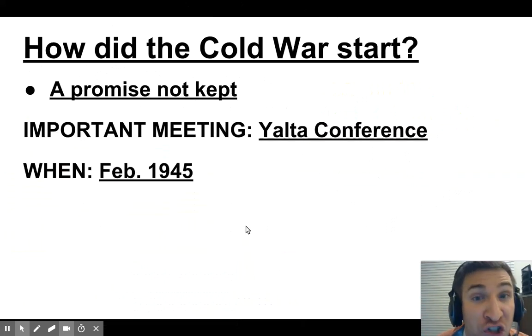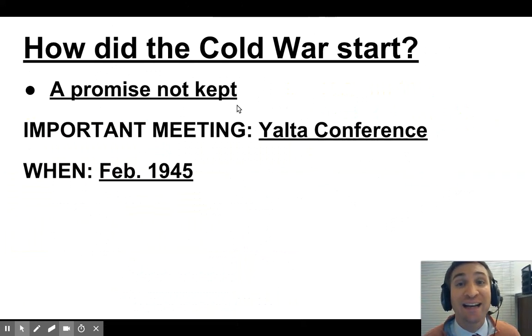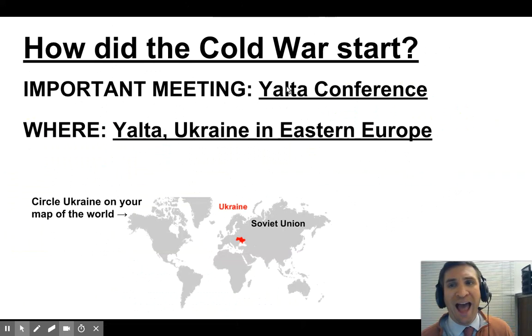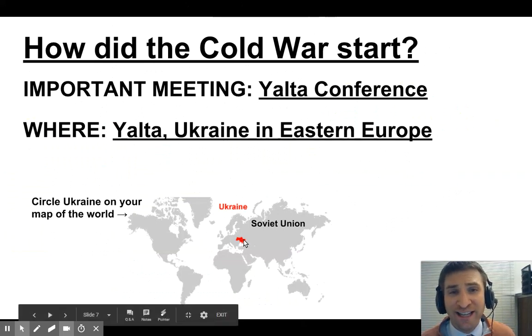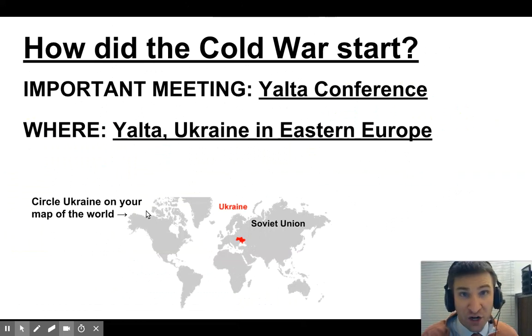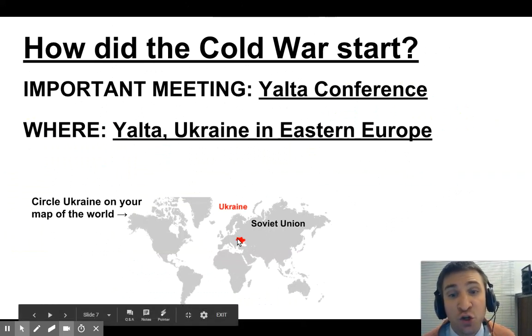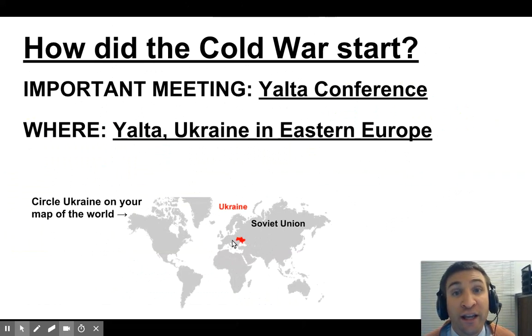How did the Cold War start? A promise not kept. I'll explain. First, there was an important meeting that started the Cold War. It was called the Yalta Conference. When was it? February 1945. At the Yalta Conference, leaders met in Yalta, Ukraine, which is a country in Eastern Europe that is neighbors with the Soviet Union. So on your map right now, please circle the Ukraine so that you know where it's located.